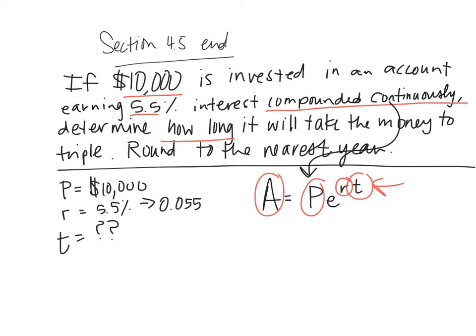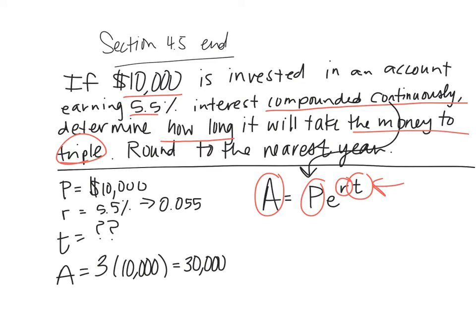Now, we're supposed to determine how long it will take the money to triple. So those are my key words here. So if I started with 10,000 and I need to end up with triple the amount, triple means 3 times 10,000. So my amount at the end needs to be $30,000. Okay, so now that I have everything here, I'm going to plug it all in.